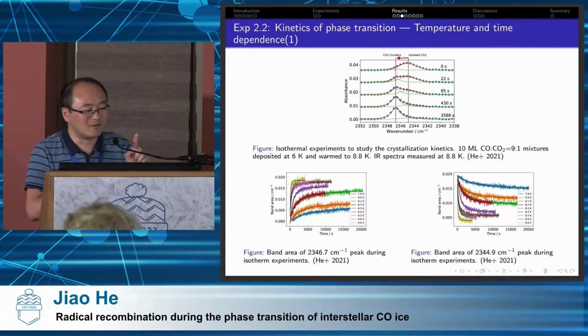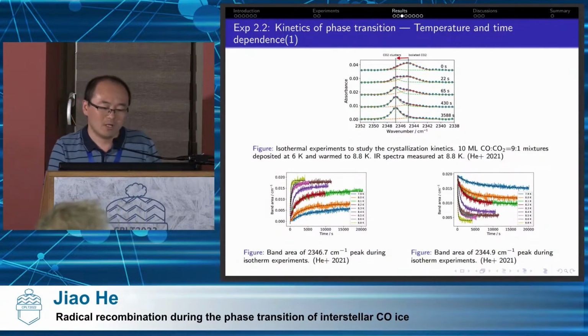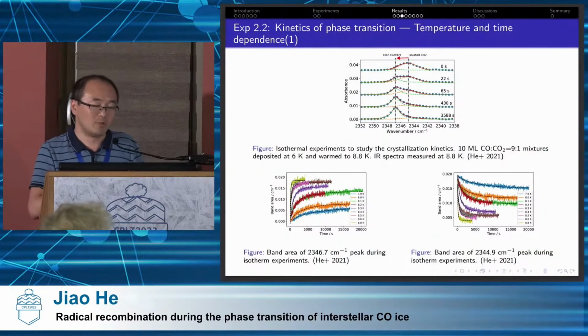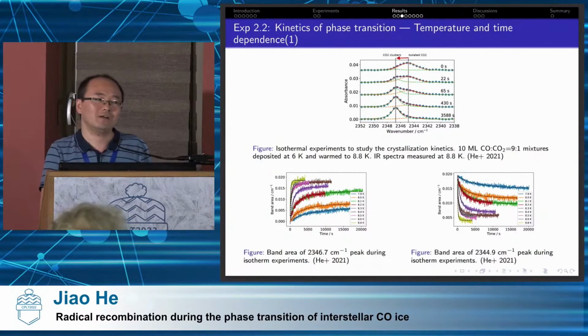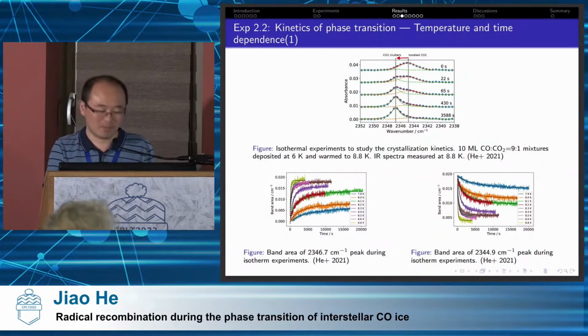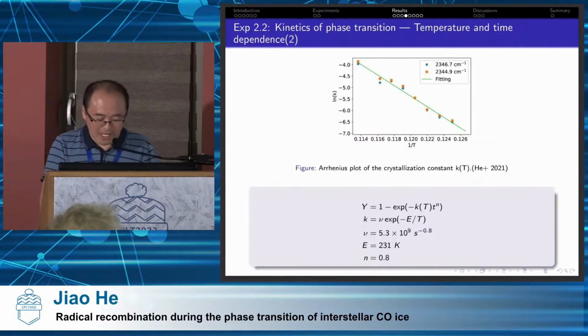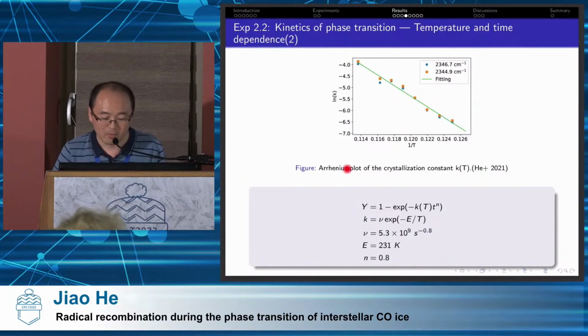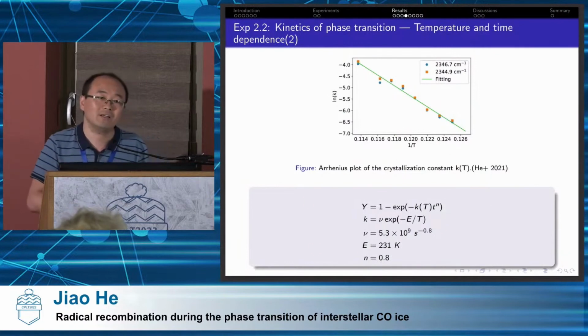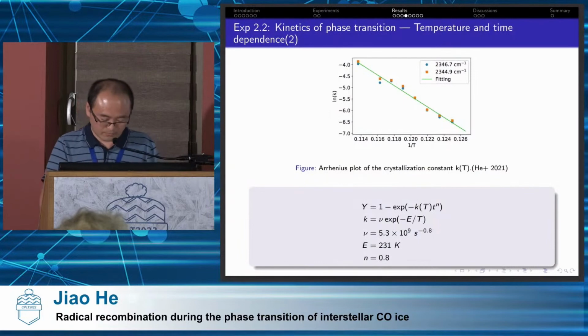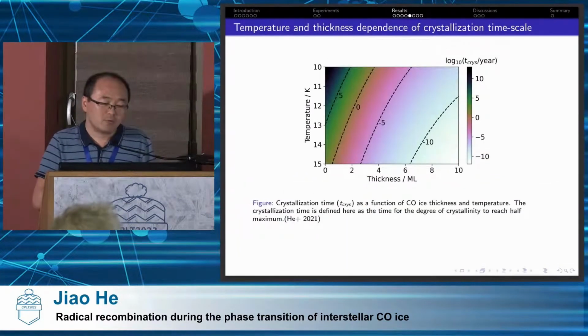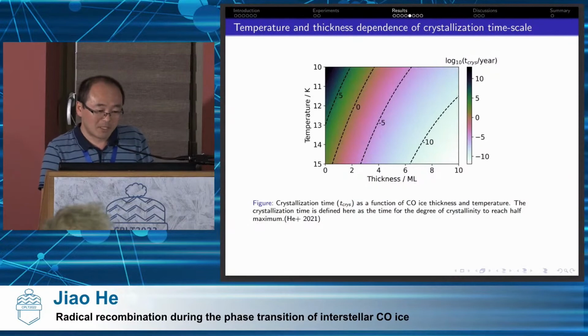This is also a continuation of the second set of experiments. Based on the CO2 and CO ice mixture, we did a whole set of isotherm experiments at different temperatures to study the kinetics. We study how the phase transition depends on temperature and time. Basically, we get the kinetics information shown in this part. We get some numbers that may be useful in models to quantify the phase transition of CO. So we know the temperature dependence, time dependence, and thickness dependence.